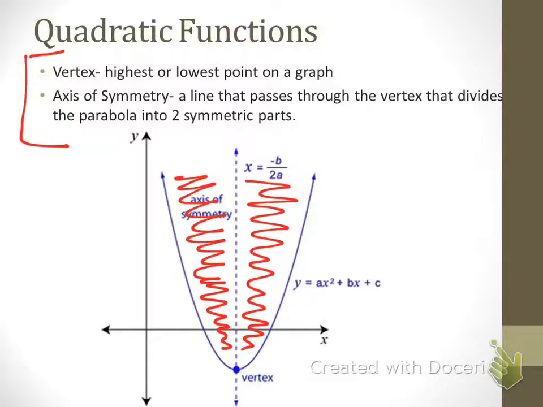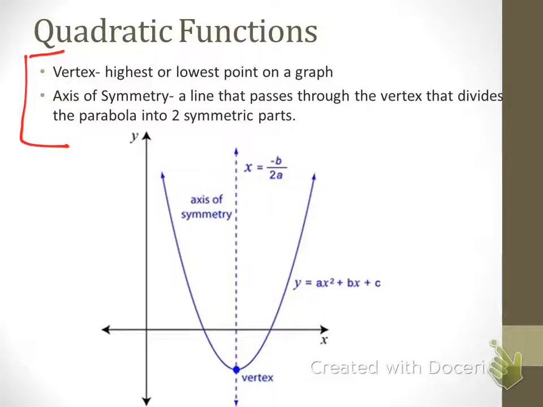Now, guess what? If I know my vertex, I know my axis of symmetry. If you find one, you find the other, because your axis of symmetry will always go directly through your vertex, okay? Because the vertex is going to be in the middle of my parabola.